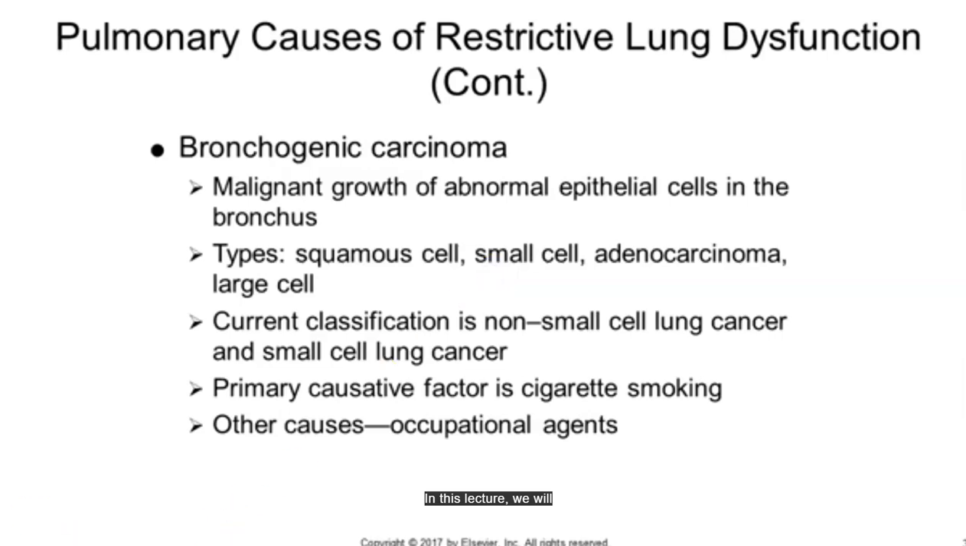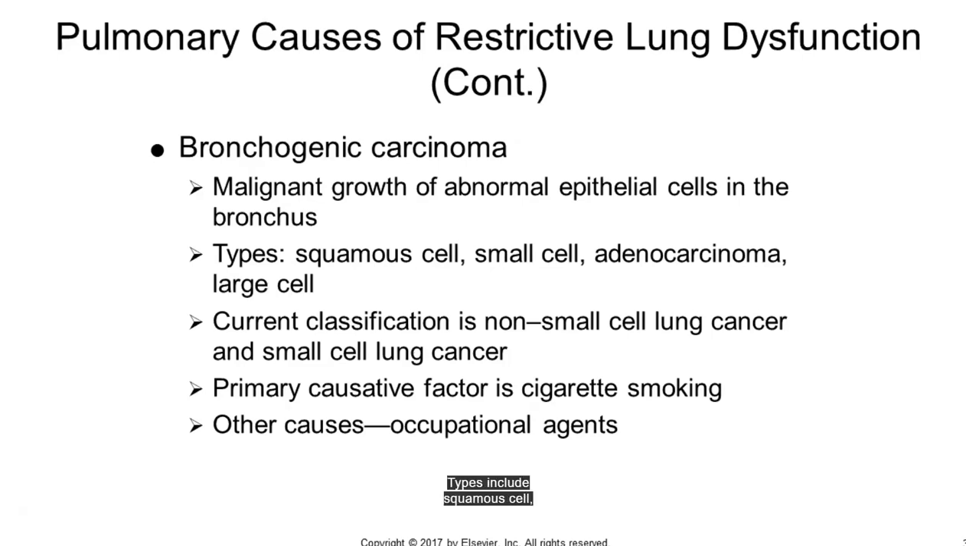In this lecture, we will look at other causes of restrictive lung dysfunction, including neoplastic, cardiovascular, neuromuscular, and musculoskeletal disorders. The neoplastic cause of RLD is bronchogenic carcinoma or lung cancer. This is defined as malignant and abnormal growth of epithelial cells in the bronchus.